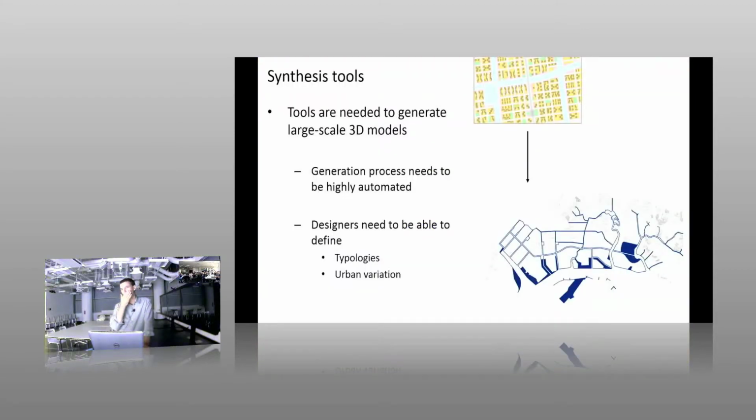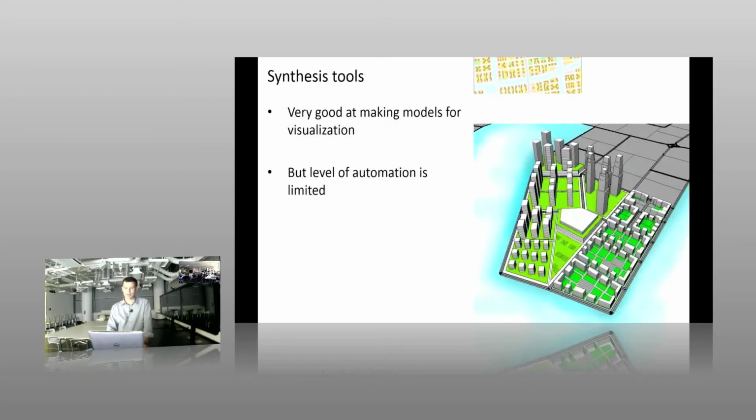So then, the next step is the data synthesis, which is really the more interesting step. Tools are needed to generate large-scale 3D models, and they need to be large-scale because the site is large. The generation process will be highly automated, but nevertheless, we don't want to generate the same typology over the whole site. We want to be able to generate different typologies with urban variation. So we did a few experiments with existing tools, and one of the tools that is well known is City Engine. And it's very good for making models for visualizations.